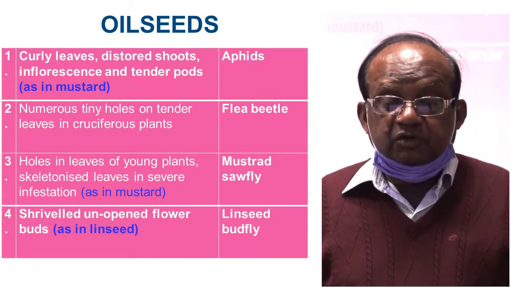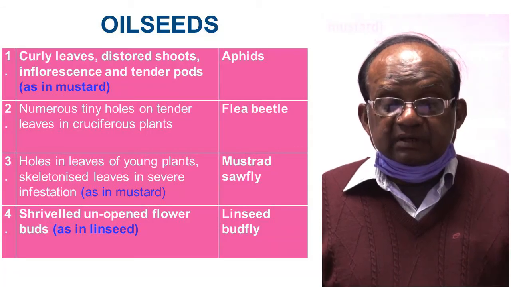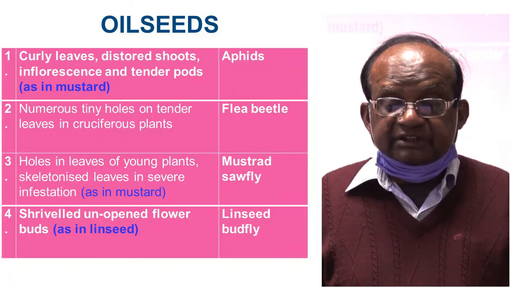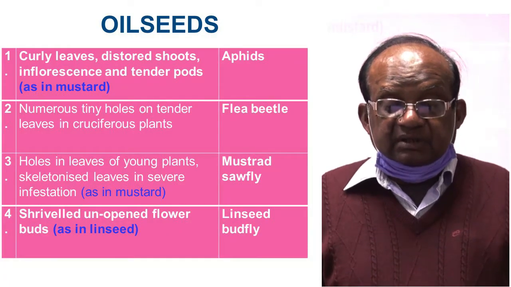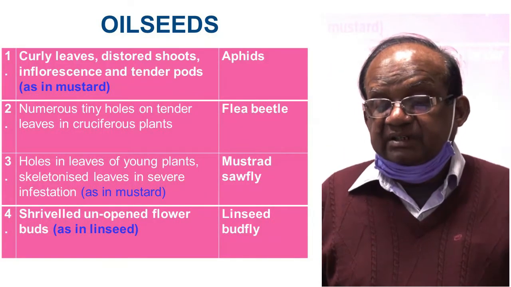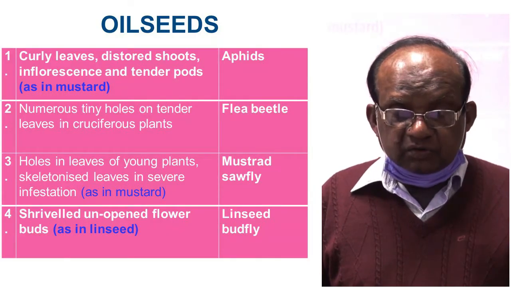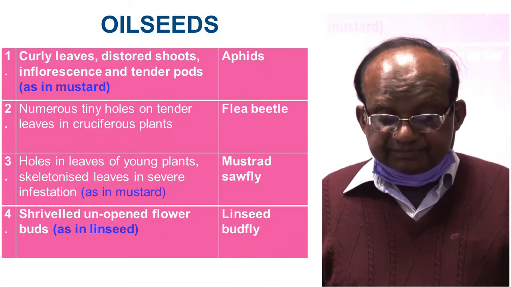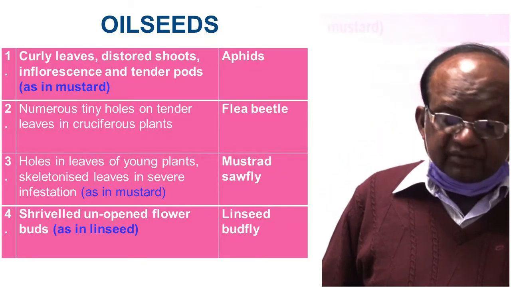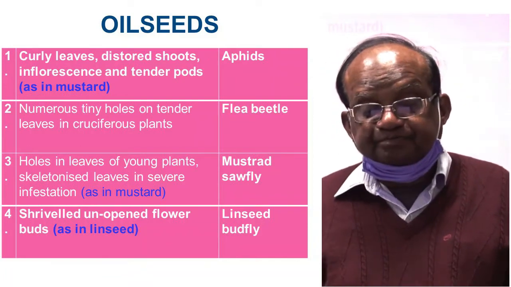Then come to oilseed crops. If curly leaves, distorted shoots, inflorescences and tender pods are found, particularly in the winter season, it is an indication of attack of aphid. An aphid-affected field also has numerous ants present. This also indicates the presence of aphid.